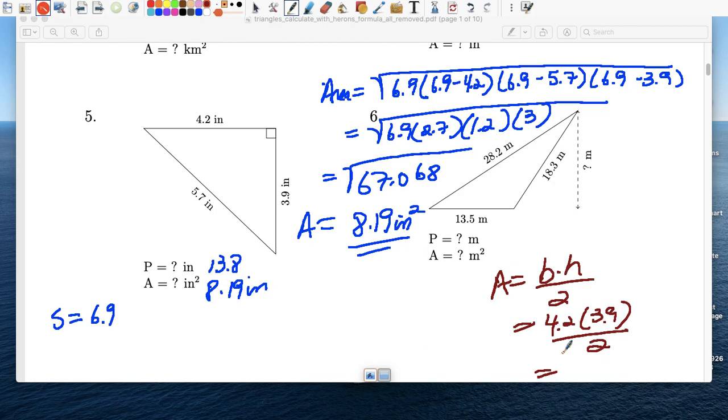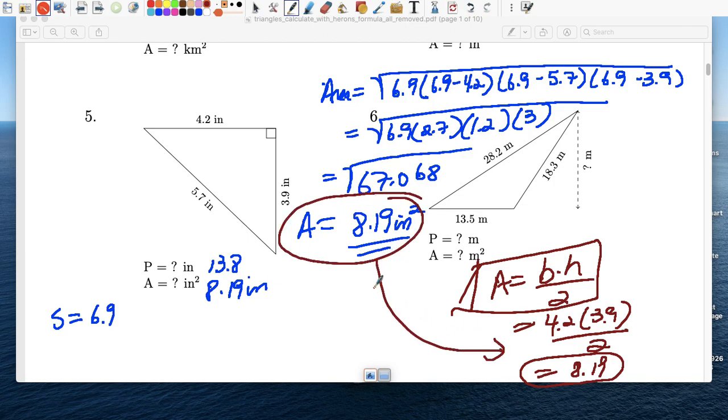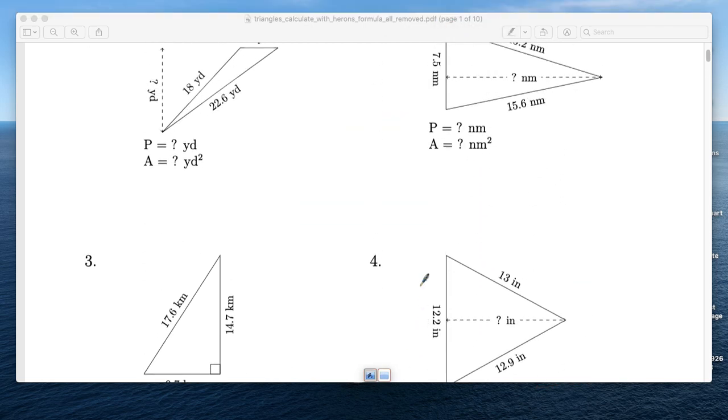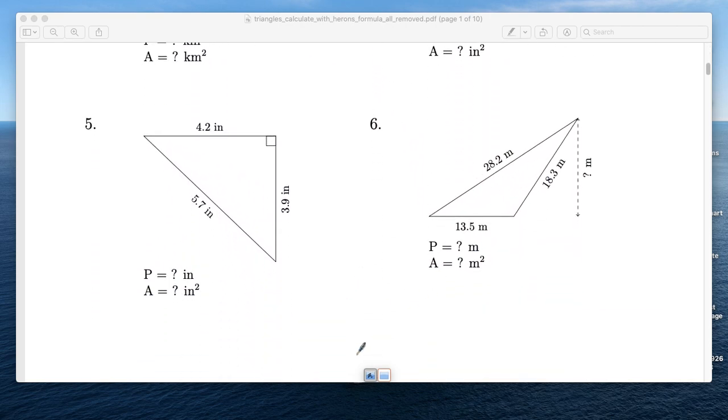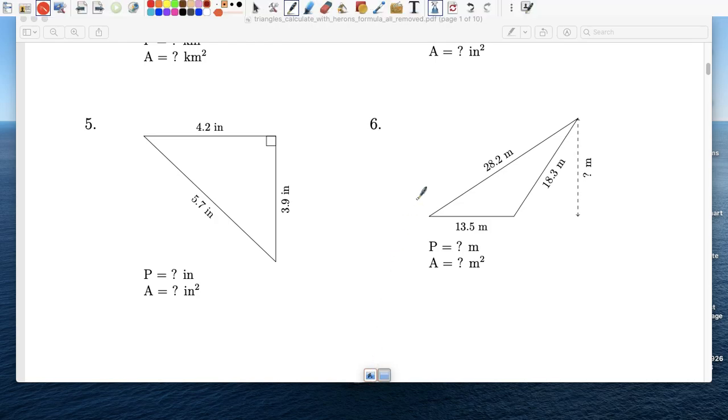4.2 times 3.9, enter, divide by 2. Look at that, 8.19 in your calculator as well. So whether you use the formula that you've known for all these years or the new one, Heron's formula, you get the same answer. You're probably going to be upset when you realize that you didn't need to use Heron's formula. Well, actually, let me just go back to the instructions. Calculate the area of each triangle using it. So you didn't have a choice. You had to use Heron's formula. But it's nice, right? Now that you know that, it's confirmed that whether you use base times height or Heron's formula, you get the same answer. Of course.